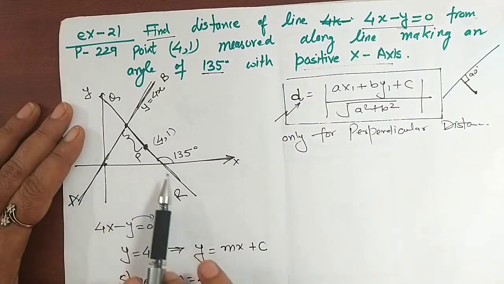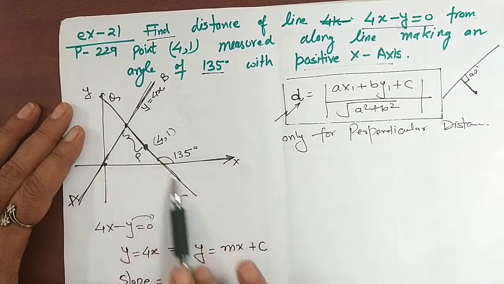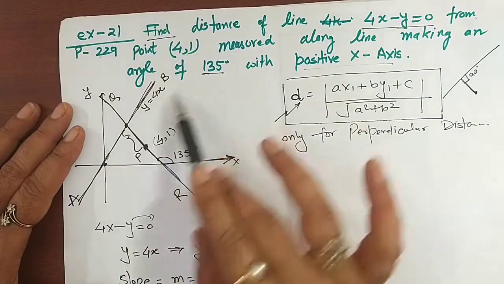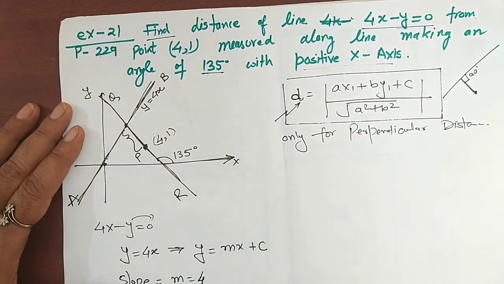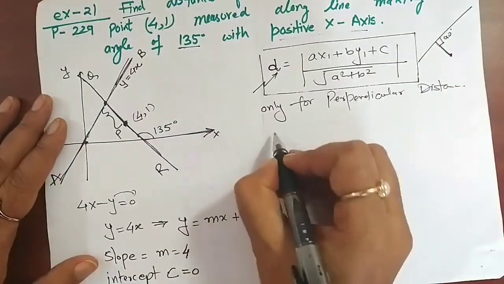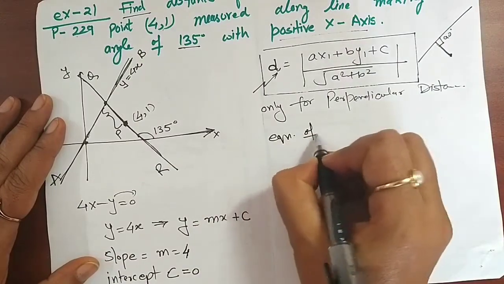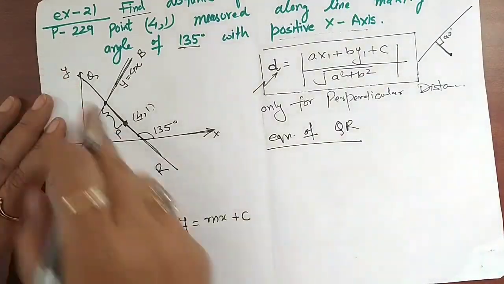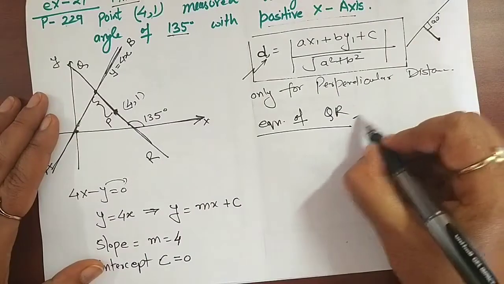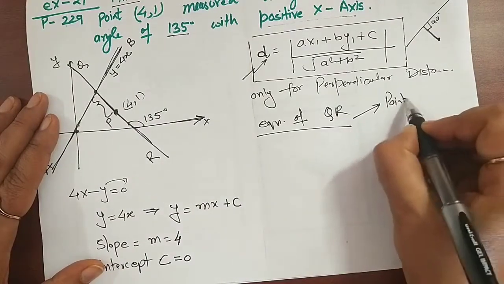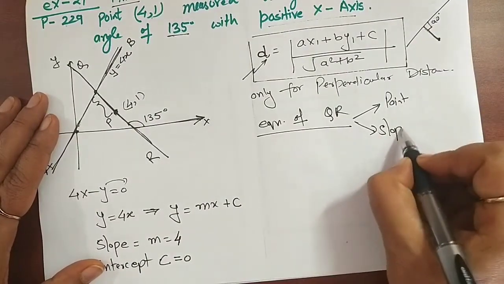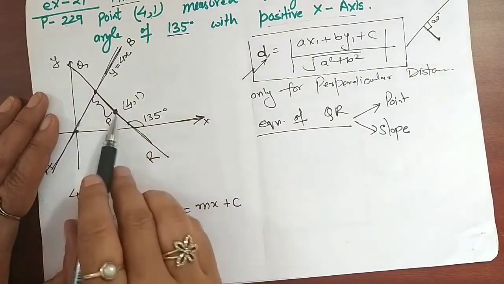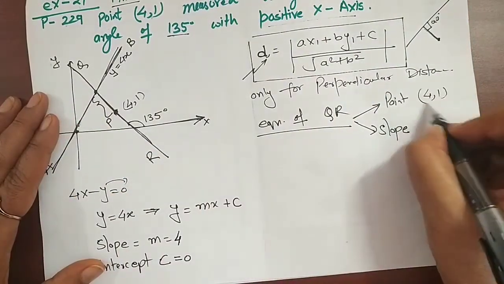For that, I need this line's equation, because one line I know, the second I will calculate, and then I will find the intersection. So write down, my aim is the equation of QR. This I have to find out. For an equation, we need two things: a point and the slope. So this line is passing through one point which is (4,1).